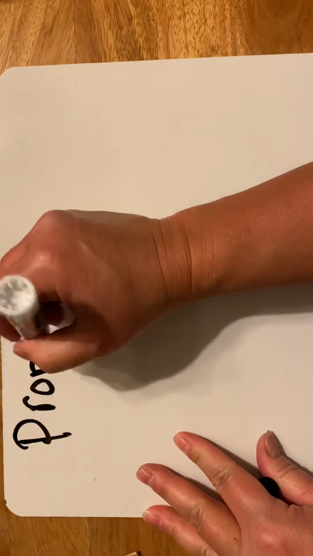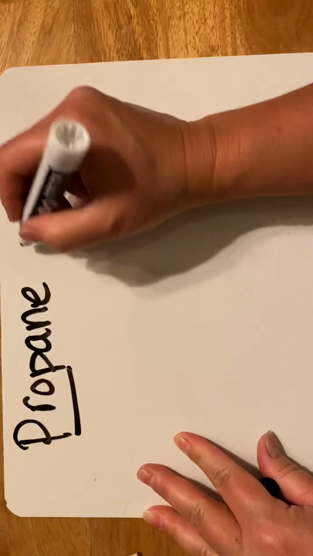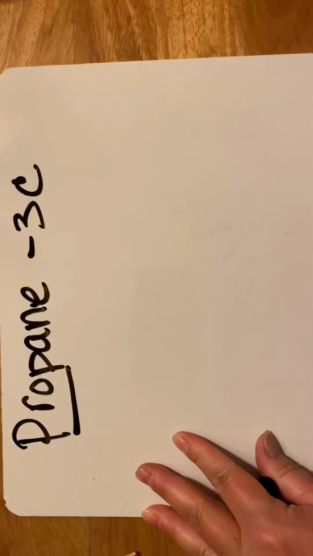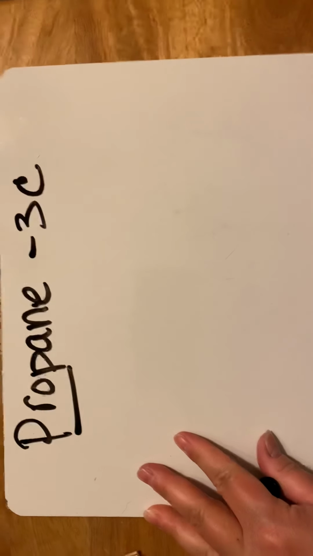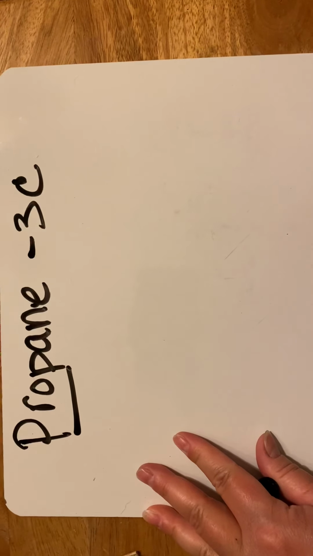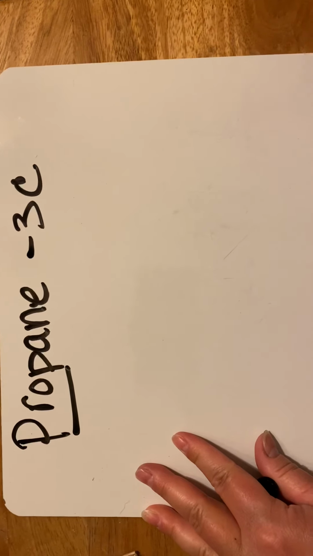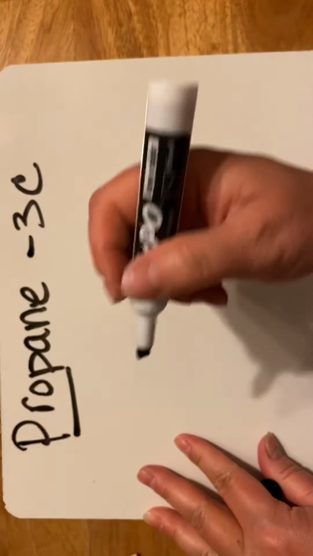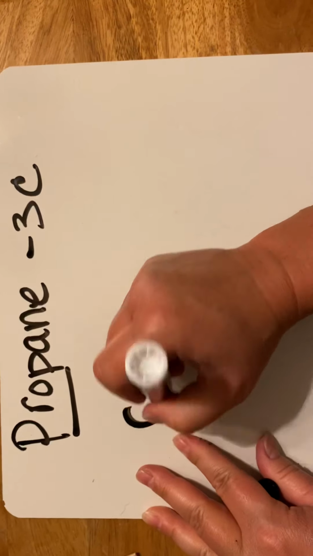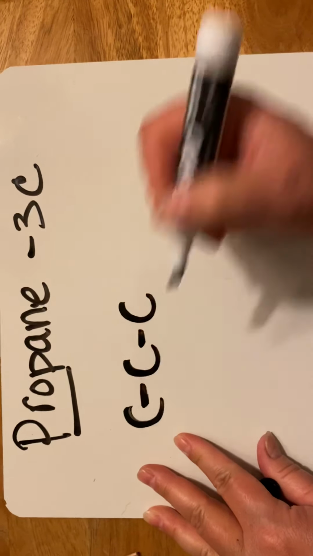Propane, when we look at this, prop means 3 carbons and ane means single covalent bond. So what are we going to do? This is the last one that I'm going to help you with, and then you're going to have to do the other ones and submit them. So I would put 1, 2, 3, and then I'd put my bonds in there.